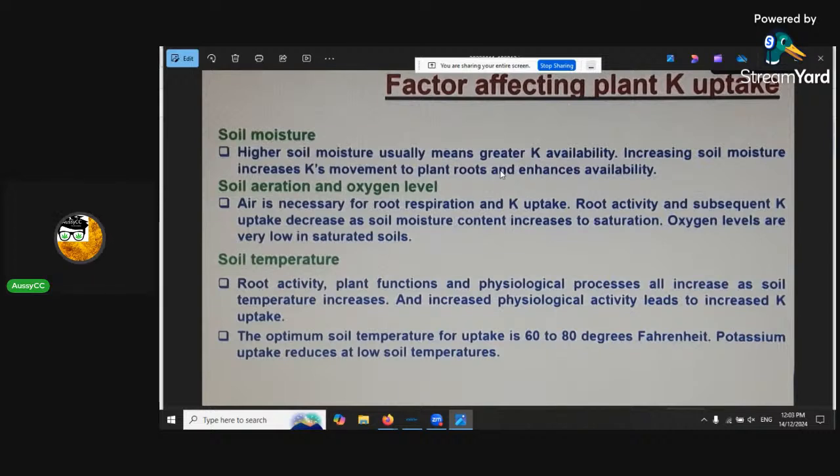Soil aeration is another factor affecting plant potassium uptake, the soil aeration and oxygen level. I won't read that. Another thing is soil temperature, which is pretty important because the optimum soil temperature for the uptake of plant potassium is 60 to 80 F. Potassium uptake reduces at low soil temperatures. And for those few that are in English, 60 is about 20 Celsius, and that's about 28 Celsius. Or actually, that's 18.